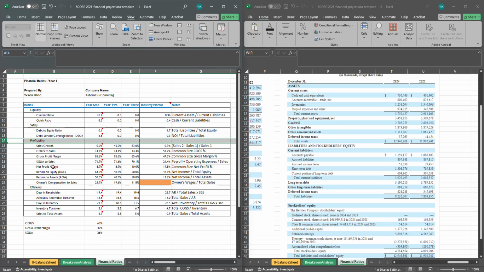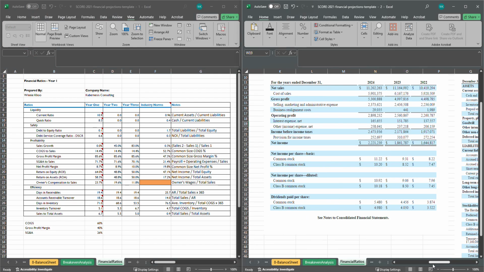So moving down into overall profitability. We're now looking at the income statement. As a percentage, we have sales growth, taking the difference between net sales, the top line here, divided by the 2023 number here, and then next we have the common size metrics.